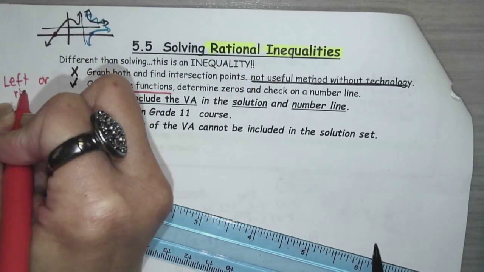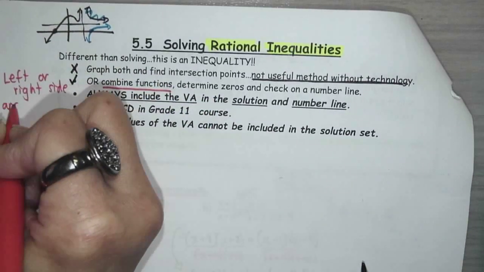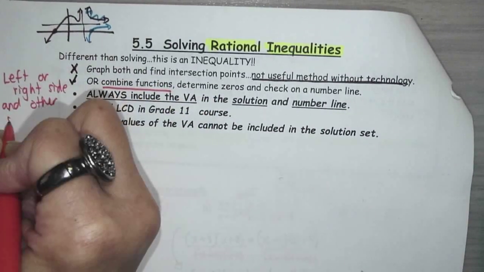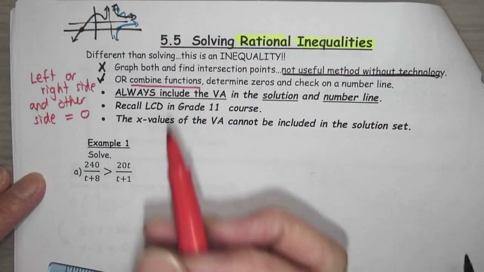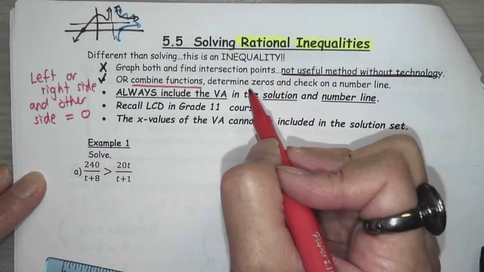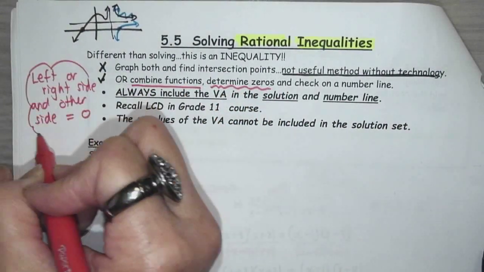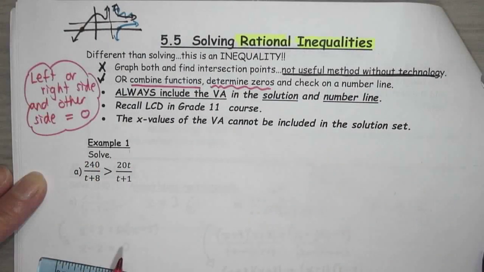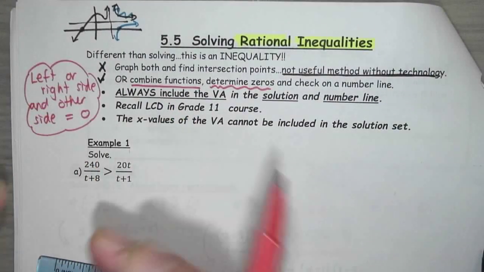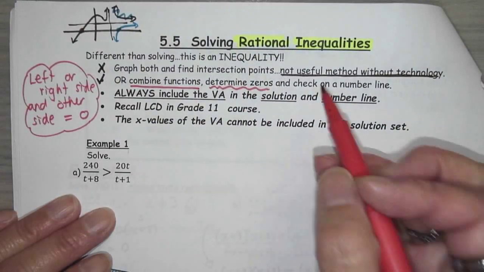Left or right side, and the other side equals 0. So that's what combining the functions means. And then we'll determine the zeros. So you're going to bring everything to the left side. It's bringing them over, and then determine the zeros, and then the check on a number line.